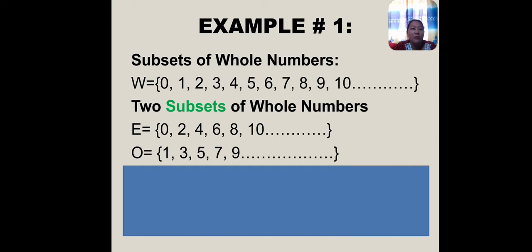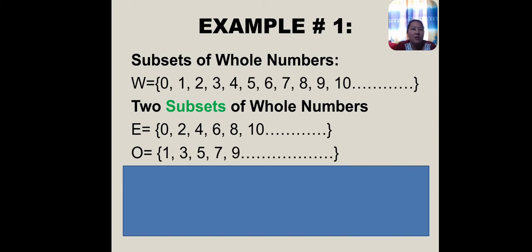Subsets of whole numbers. Okay, so whole numbers, set W: 0, 1, 2, 3, 4, 5, 6, 7, 8, 9, 10, and so on. When we say whole numbers, that is starting with 0 until infinity. So there are two subsets of whole numbers.